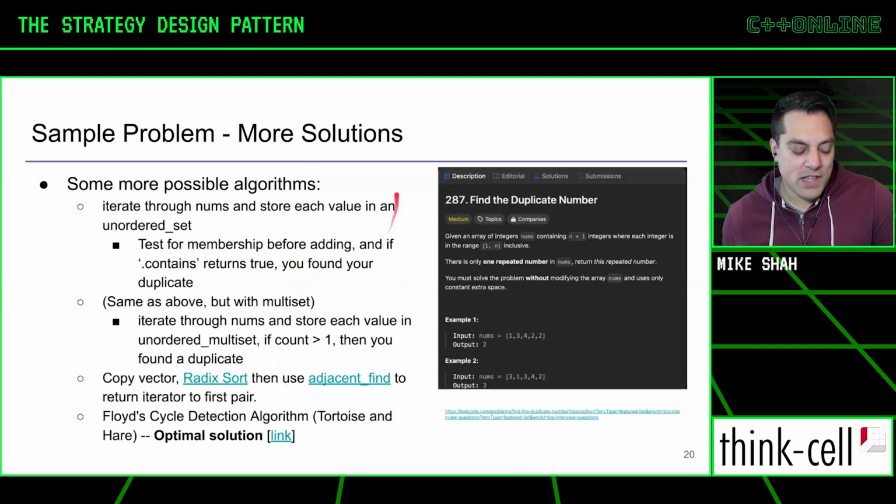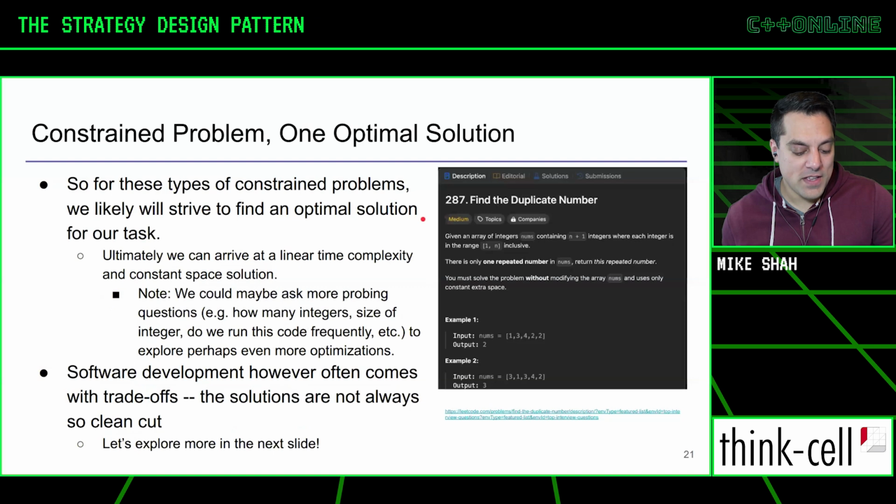So again, lots of different solutions to this problem here, and some also from our audience, which is very neat. I would encourage you to try this and then to try to write the solution. And you can look at Floyd's cycle detection, which is kind of neat here. What's interesting for this type of problem is that we're striving for some sort of optimal solution, and ultimately we probably are going to land on one algorithm that works particularly well for finding the duplicate number.